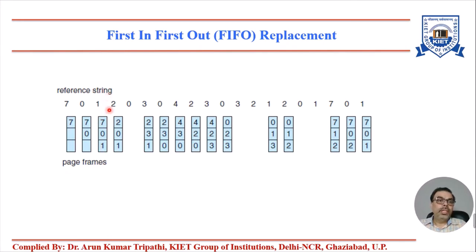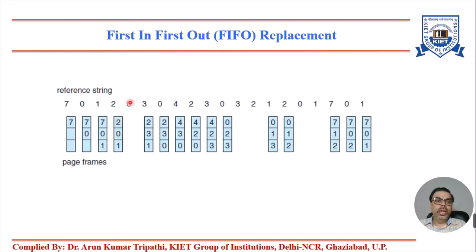Now, whenever an address generated by the CPU is for page number 2, 2 is not in the main memory, so it has to replace one of the pages from primary memory to the secondary memory. So it will search for the victim page. As the algorithm is FIFO, this page was first in the memory, so it will replace this page and bring page number 2 into the primary memory.